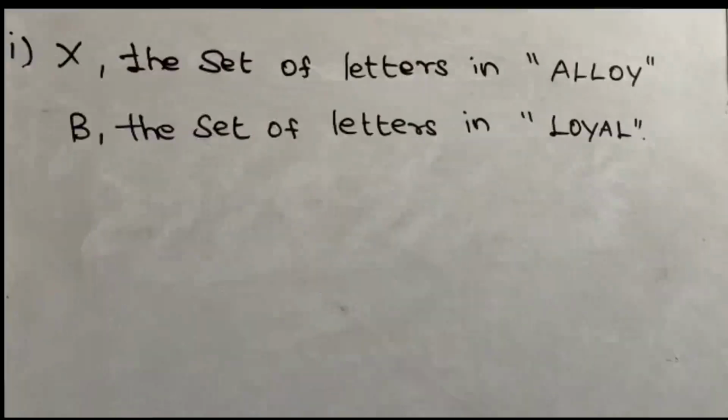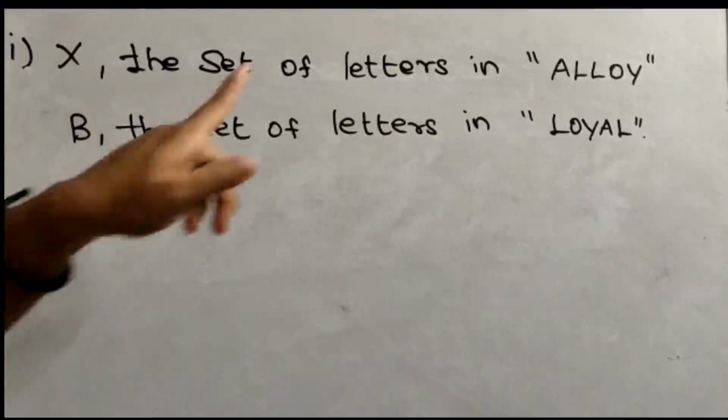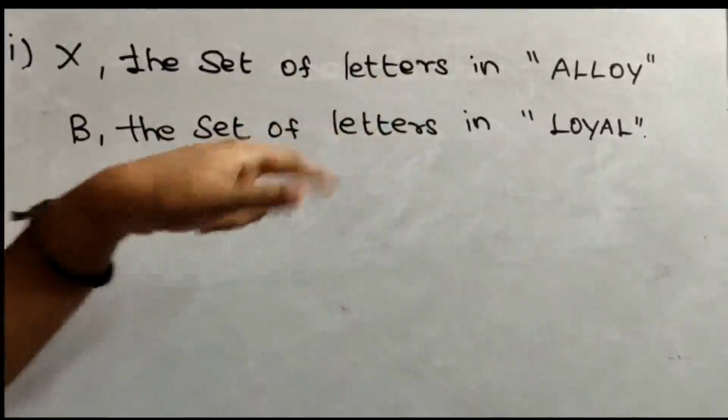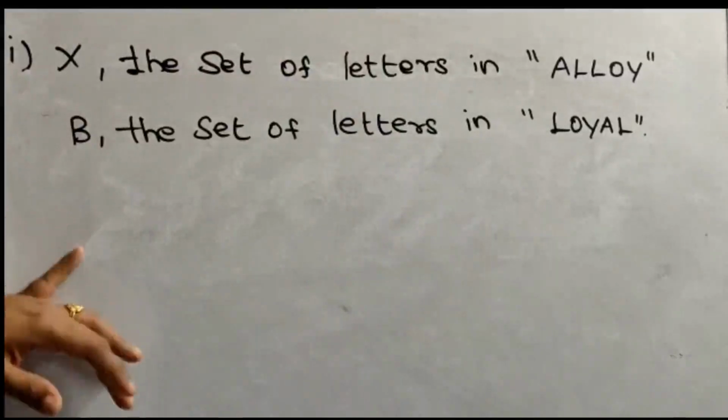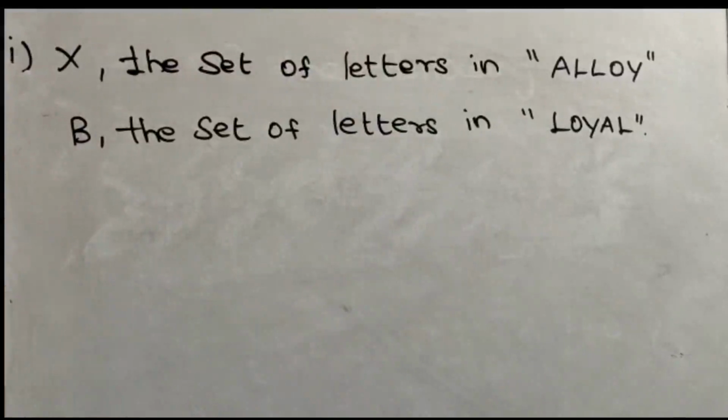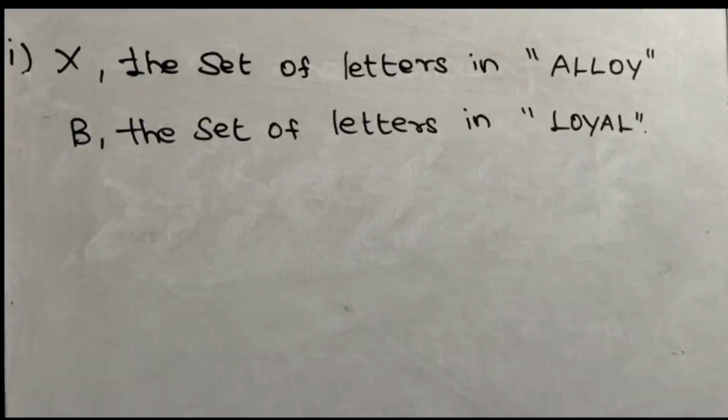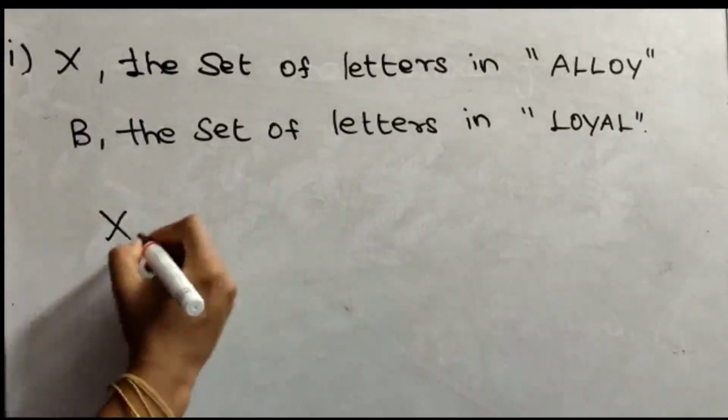We have to find whether these two sets are equal or not. The question: X is the set of letters in the word alloy, and B is the set of letters in the word loyal. How will we write them? We write in roster form, and in roster form an element is not generally repeated, so we are not supposed to repeat the element. Let's see the solution.